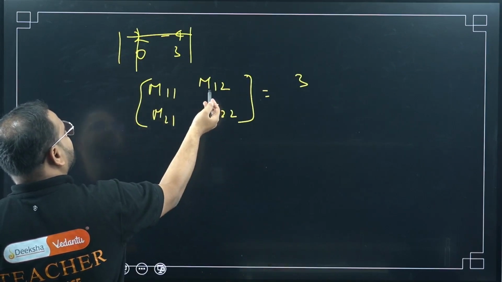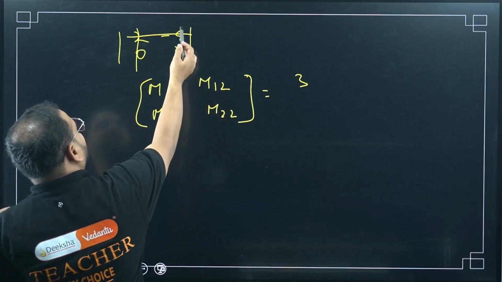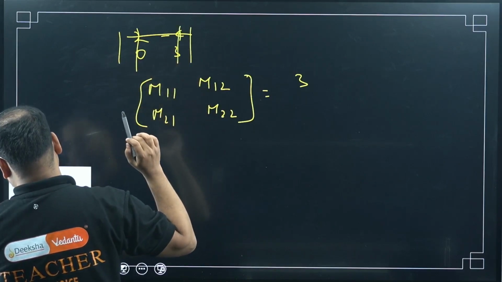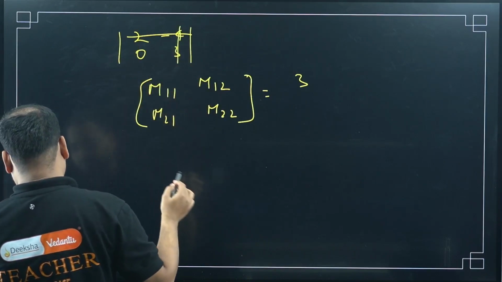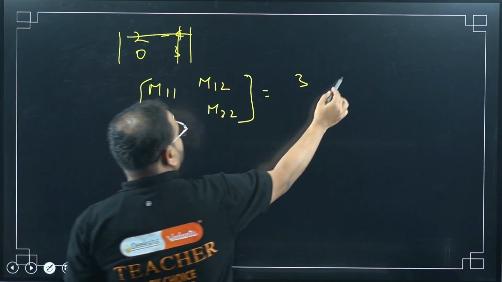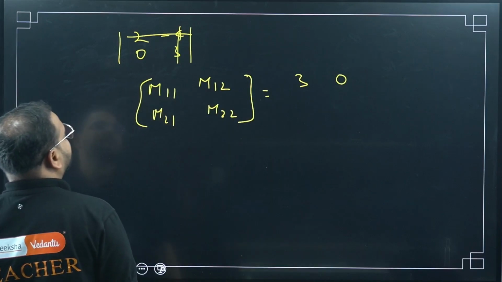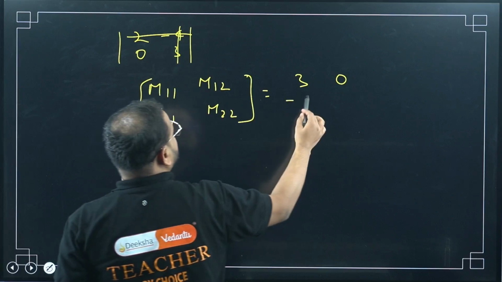What is my M12? I'll write it for -4 this time. M12 is for -4. What is the left part? 0. This will be 0. Same way, what's for 0? Simply -4. Please check here.